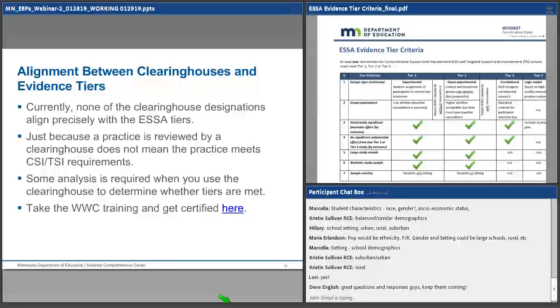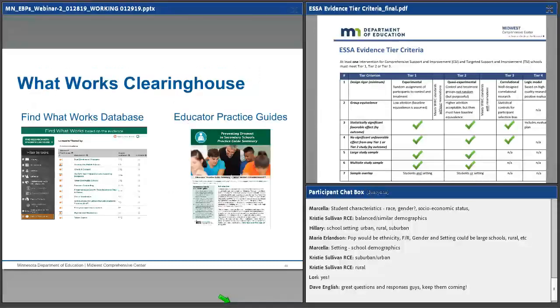And if you really want to become an expert on this, if you're going to be doing this for the long term, there is some Works Clearinghouse training available, and if you click on that link there, it'll take you to it. It's pretty lengthy. It's at least 8 hours, I'd say, but I did it, and look at me. I'm presenting this to you. So there you go. It is valuable if you want to dig into it.